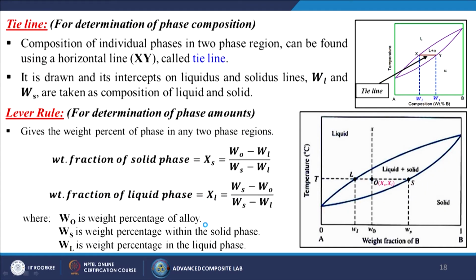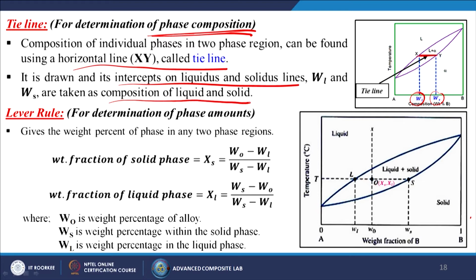Now, what is a tie line, used for determination of phase compositions? The compositions of the individual phases in a two-phase region can be found using a horizontal line called a tie line. Suppose I make a tie line between the solidus line and the liquidus line. It is drawn and it intercepts the liquidus and solidus lines, and WL and WS are taken as the compositions of the liquid and solid. Through this we can get the composition WL and the composition WS, and this XY line is known as the tie line.